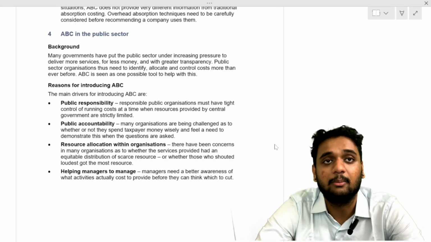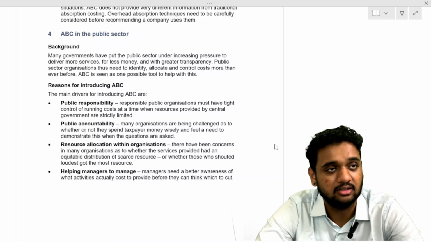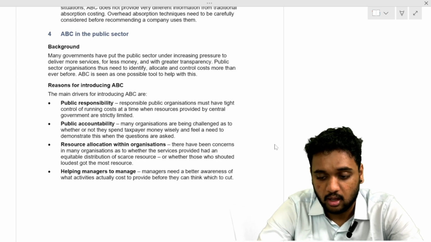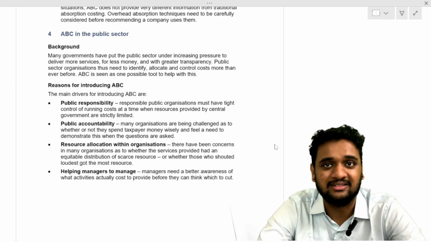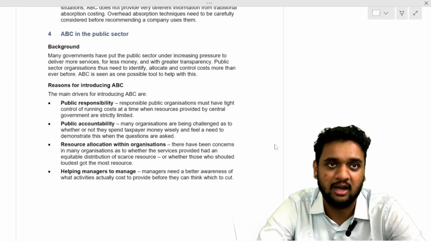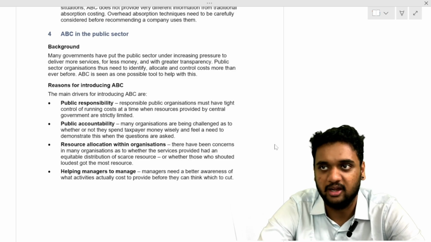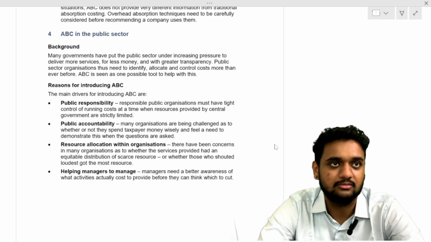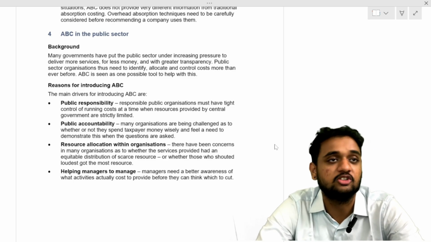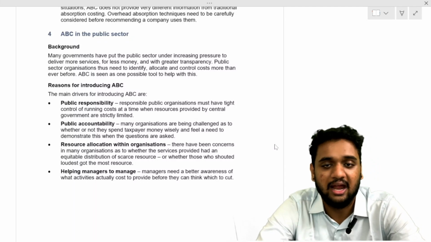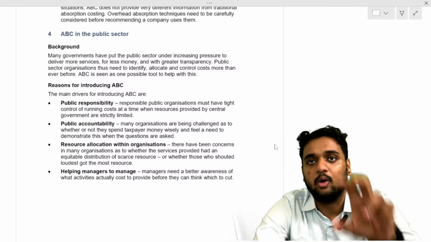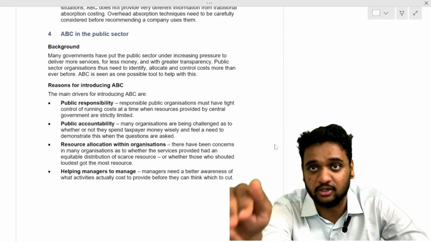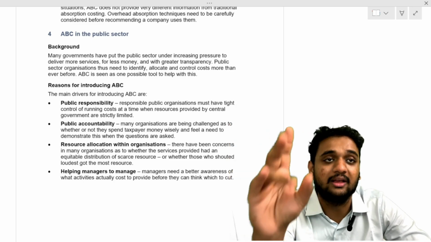What it means, I'll tell you. As for public responsibility, first thing is every organization is responsible to the public, because every company is handled by the government and the government gives money to run the company or the department. Whose money is that? Our money. Taxpayers' money is what is being given. So they have to be responsible in handling such money. To be responsible, first you need to know what cost is going where. To know that, you need to do ABC costing. That is why it's called public responsibility.